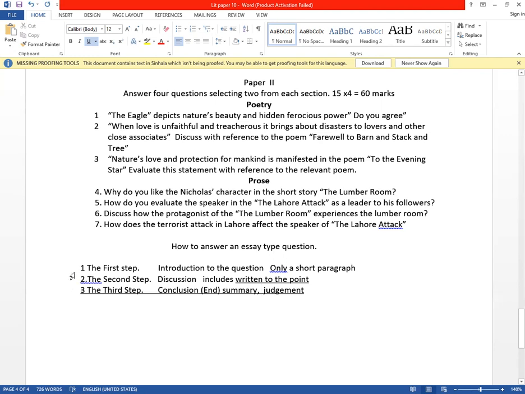Right. Now, these are the three steps of writing an essay or answering an essay type question in your exam paper. Now let's recap, summarize what we have discussed. What is the first step? Introduction to the question. It's only a short paragraph. We don't write a long paragraph for the introduction. Only very short and sweet.